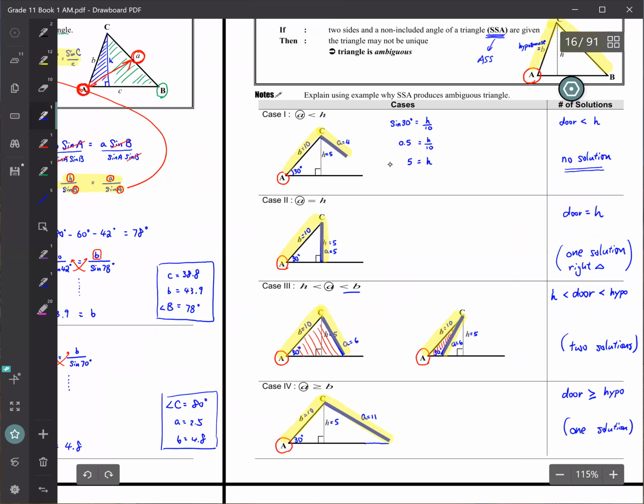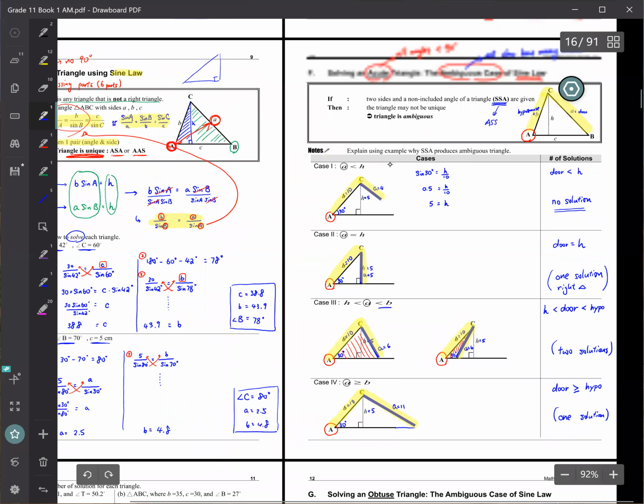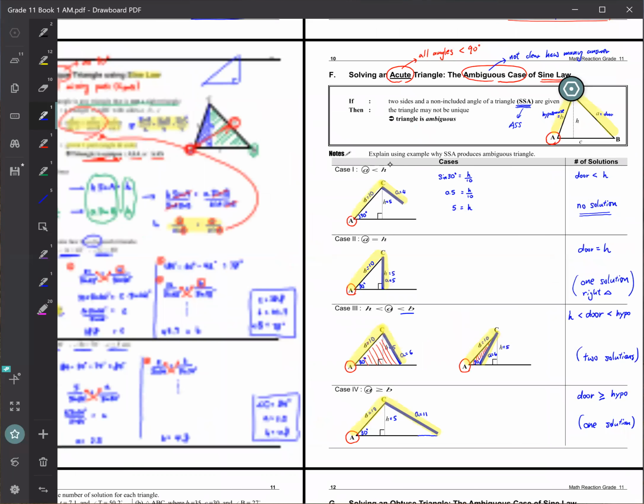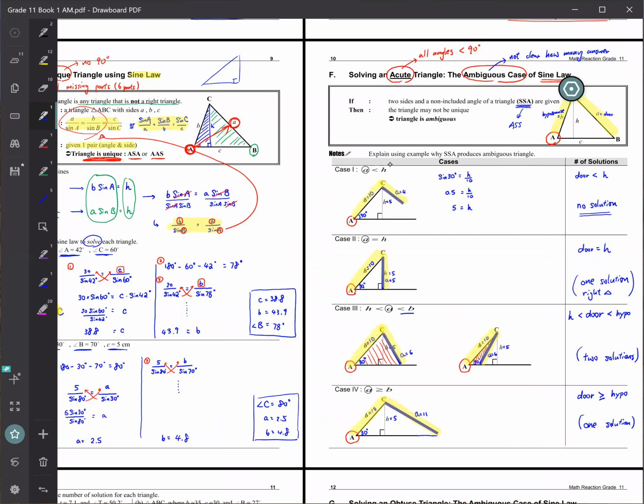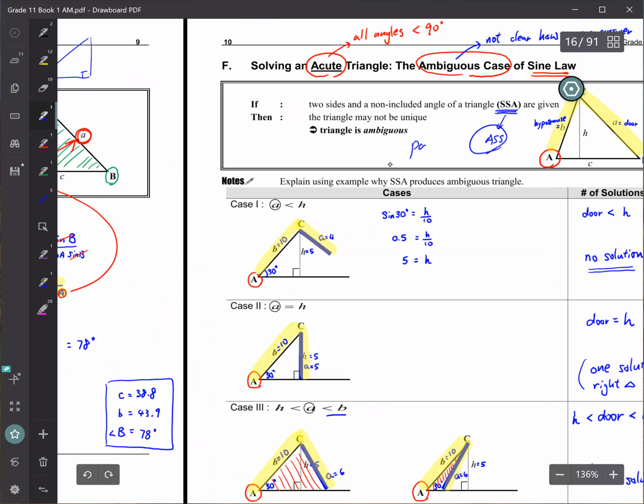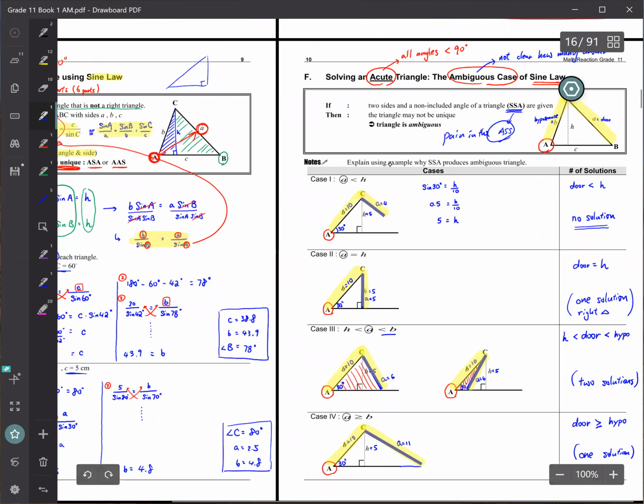So we have 4 different scenarios. That's why it's called the ambiguous case. Whenever you're given an SSA, it's a pain. You have to think about a lot, whether you could get no solution, one solution, or two solutions.